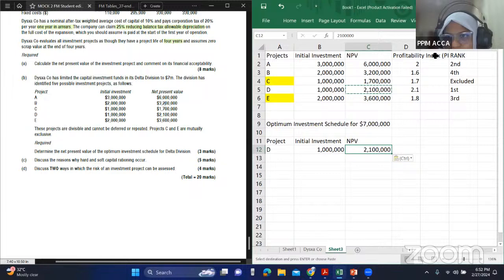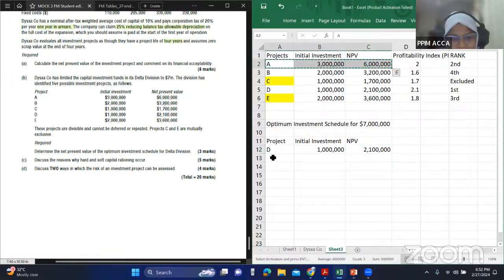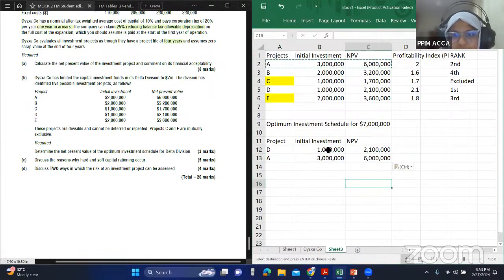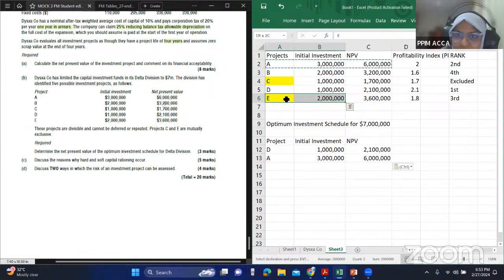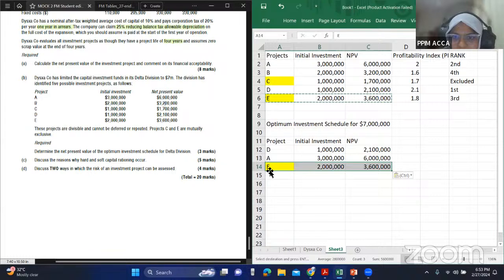So the first is done. Let's go to the second one. We can do project A. These are the details. If you look at the investment, from the 7 we have used up 4 million, so now we only have 3 million remaining. The third option is E. It's only asking for 2 million. We have 3, so we can do the entire project. Now we have used up 6 million.